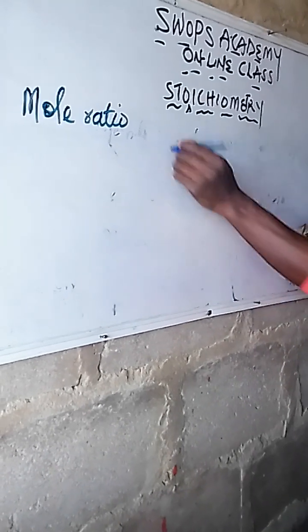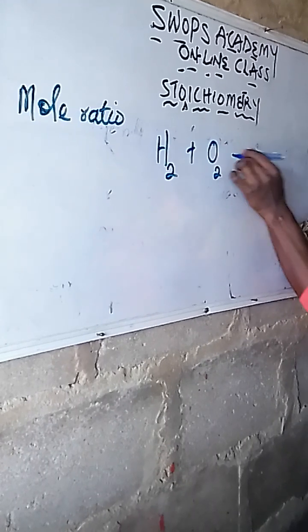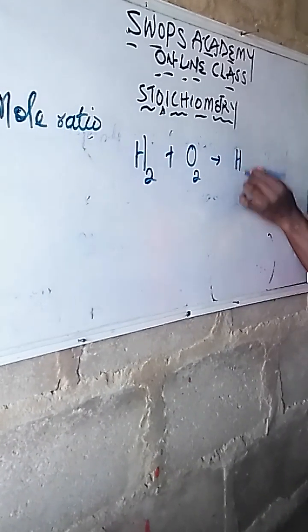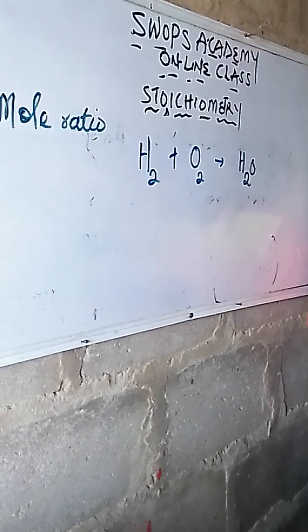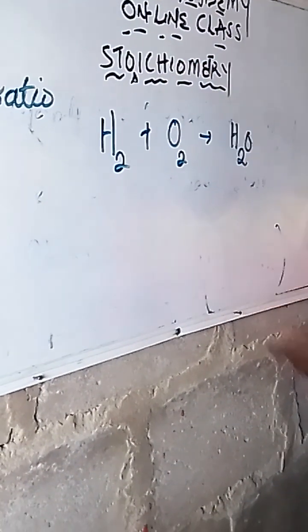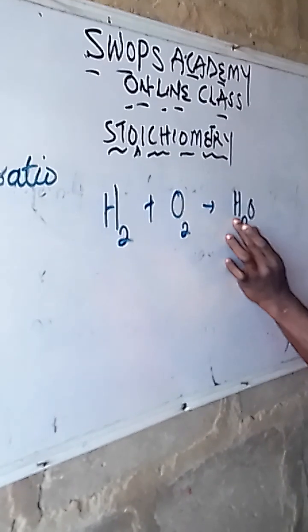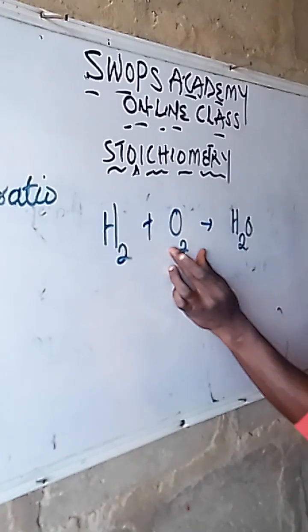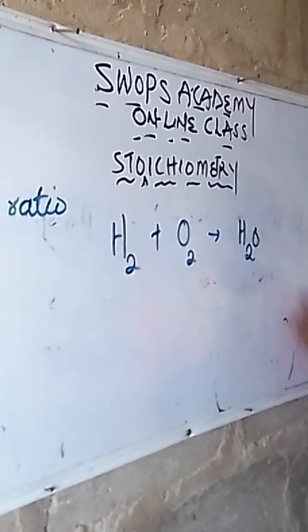That means, assuming we have H2 plus O2, what will that give? It will give us H2O. In chemistry, if they ask you what the mole ratio is, it implies you first balance the chemical reaction. How do we balance that? How many H are here? 2. How many H are here? 2. How many oxygen are here? 2. How many oxygen are here? 1.